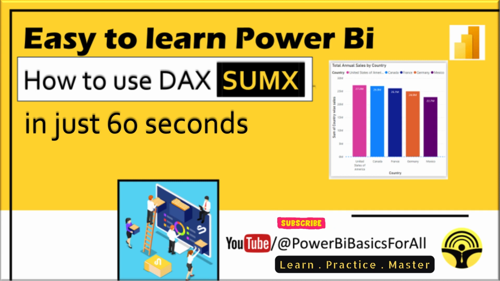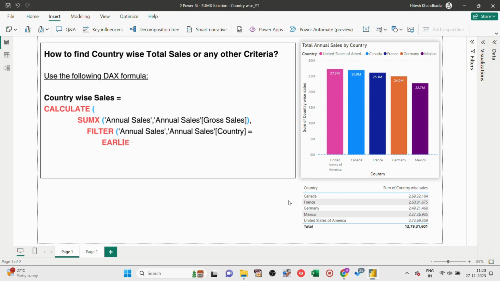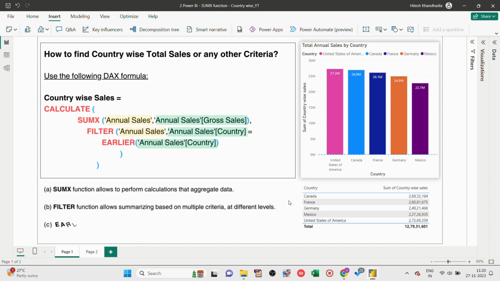Let's find sum with a criteria. Use SUMX with FILTER. SUM aggregates the values. FILTER summarizes for given criteria. And EARLIER evaluates each row of the specified column.